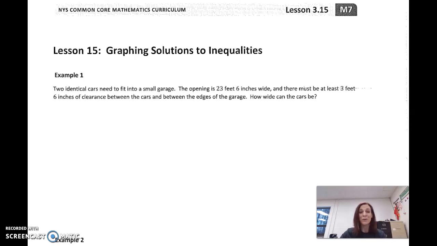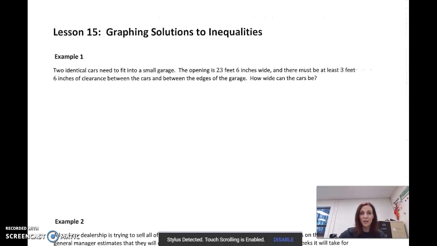Lesson 15 in Module 3 is on graphing solutions to inequalities. So we're going to take what we've been doing for the last few lessons in solving inequalities. We're still going to do that. But because it is not just one number for an answer, it's a set of numbers, we're going to graph them so we can get a visual of what it looks like. So let's take a look at this first example.